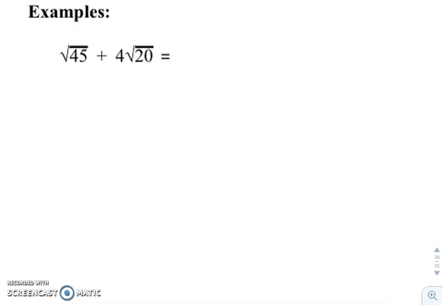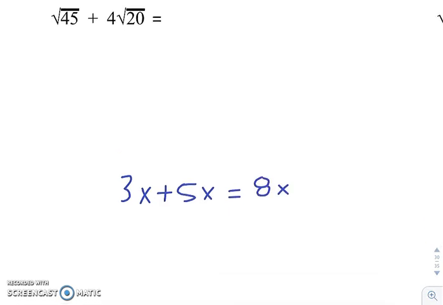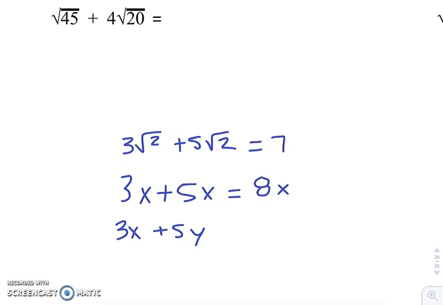For instance, to give you a better idea, you would know, hopefully, that you could add 3x plus 5x. How many x's would that be? 8. But you couldn't add 3x plus 5y because they're not alike. Well, the same idea goes for radicals. You could add 3 square root 2 plus 5 square root 2 and say, how many square root 2's do you have? 8. But you could not add, say, 3 square root 2 plus 5 square root 6.